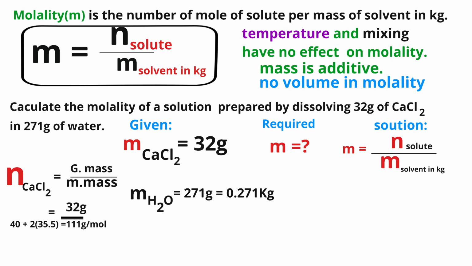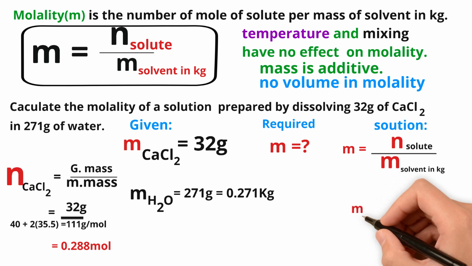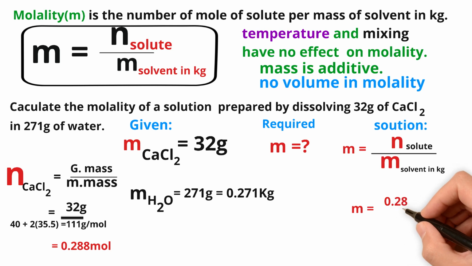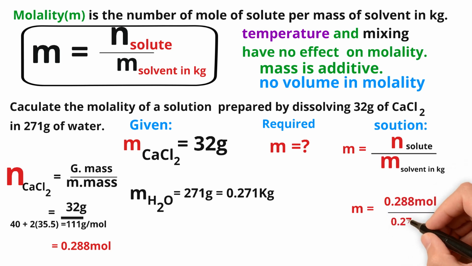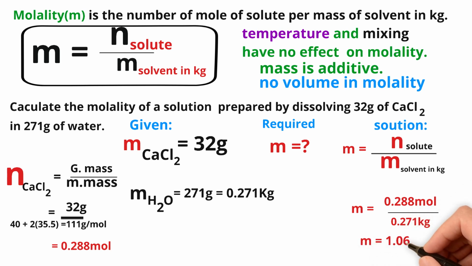Now, mole of calcium chloride is equal to 32 gram upon 111 gram per mole, which is equal to 0.288 mole. Finally, let us come to molality. Molality is equal to 0.288 mole upon 0.271 kg. Molality is equal to 1.02 mole per kg. Molality is equal to 1.02 molal.